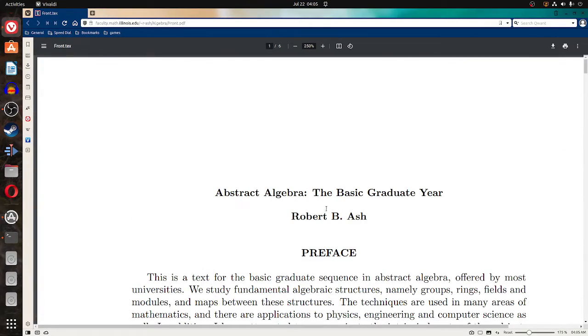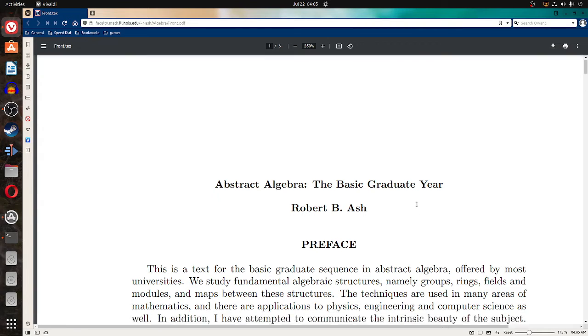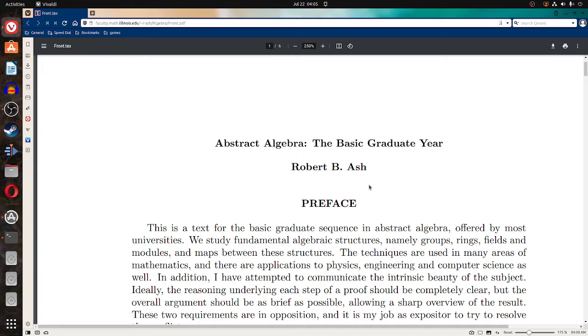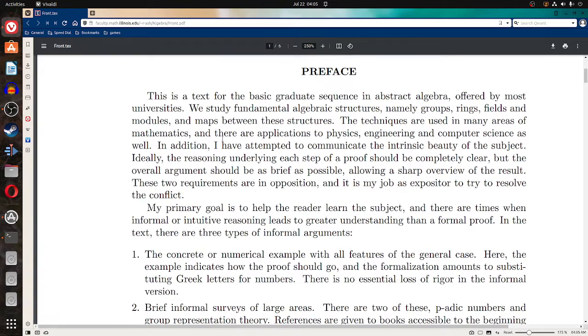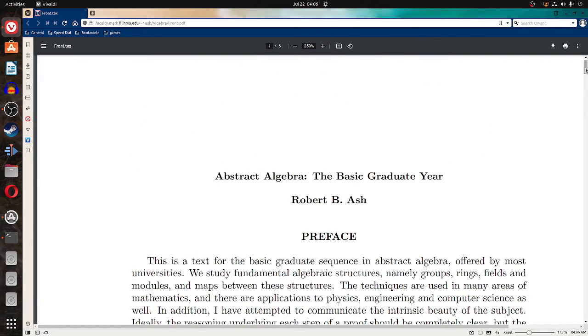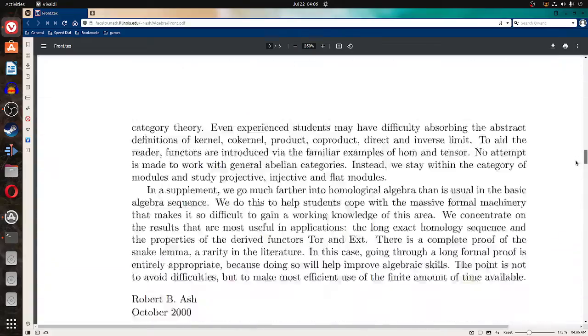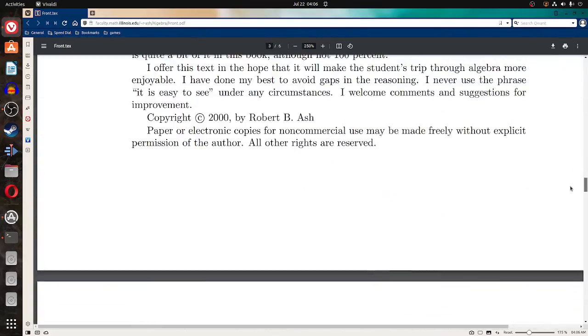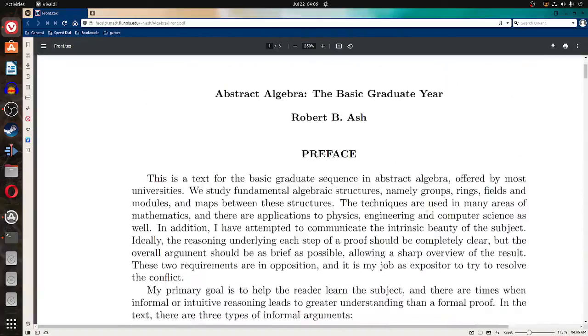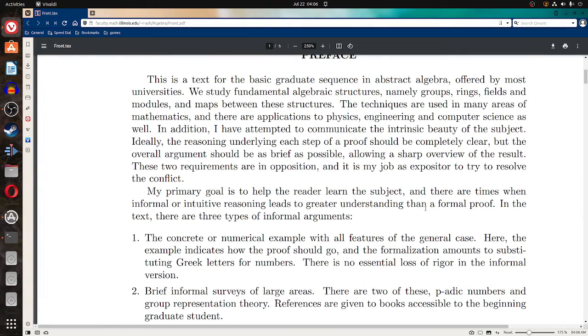All right, Abstract Algebra: The Basic Graduate Year, Robert B. Ash. Preface. This is a text for the basic graduate sequence in abstract algebra, offered by most universities. So that was back in 2000, when it was offered by most universities.